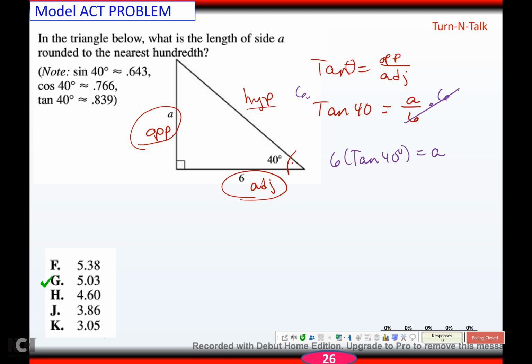That answer isn't there. Oh, that's why they gave me this stuff. I need to replace this with its decimal equivalent. They gave me all 3 so that I wouldn't figure out which function to use by their hint. So I'm going to say 6 times 0.839 equals A. And you type that in and you get A equals 5.034 blah blah blah. It wants the nearest hundredth. The 4 won't do anything. So I keep 5.03. Okay.